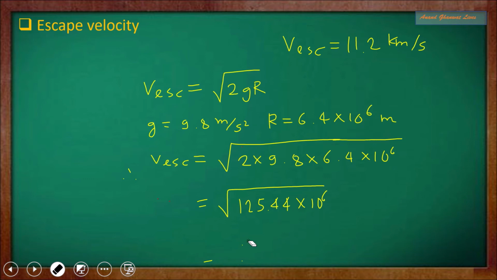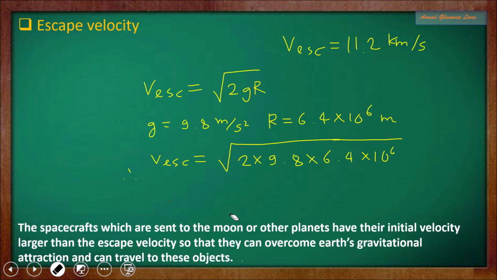Meaning of this sentence: if we want to send a spacecraft on another planet or on the moon, then the initial velocity should be greater than the escape velocity, 11.2 kilometer per second. The spacecraft which are sent to the moon or other planets have their initial velocity larger than escape velocity, so that they can overcome Earth's gravitational attraction and can travel to these objects like moon and planets.